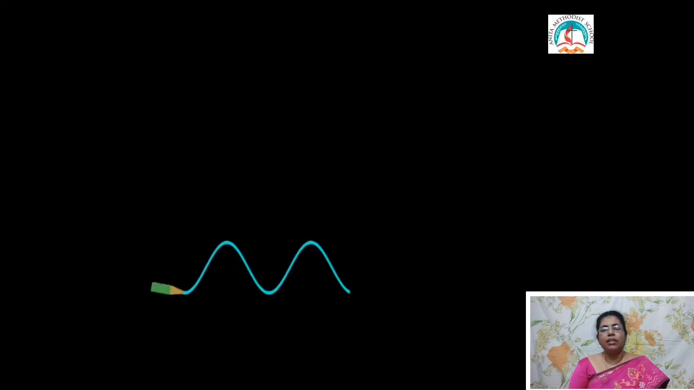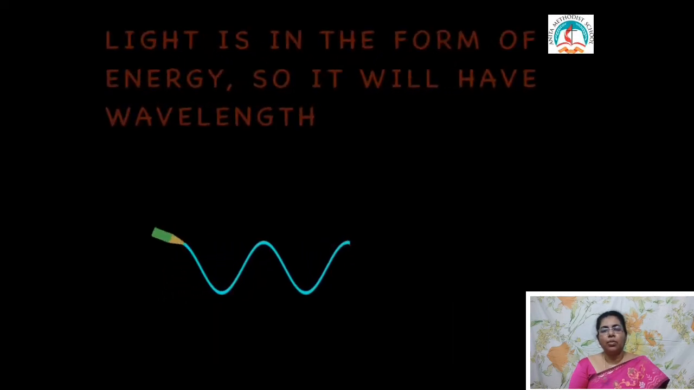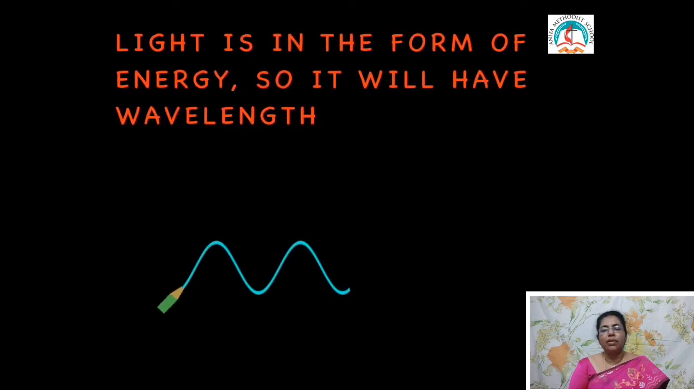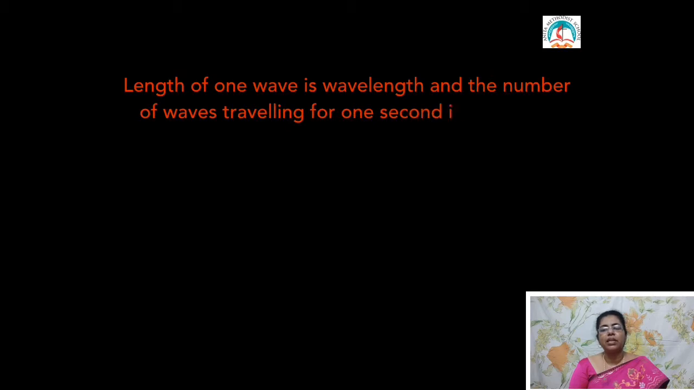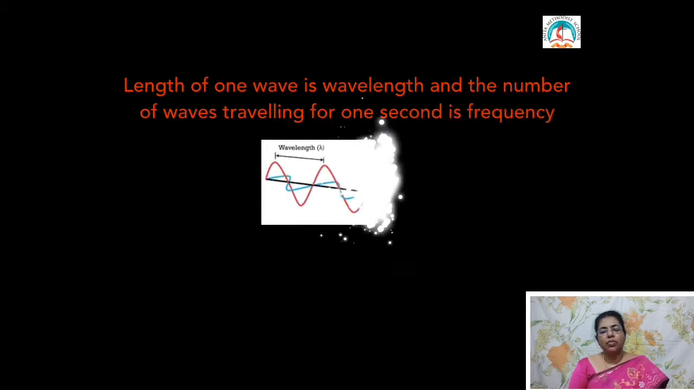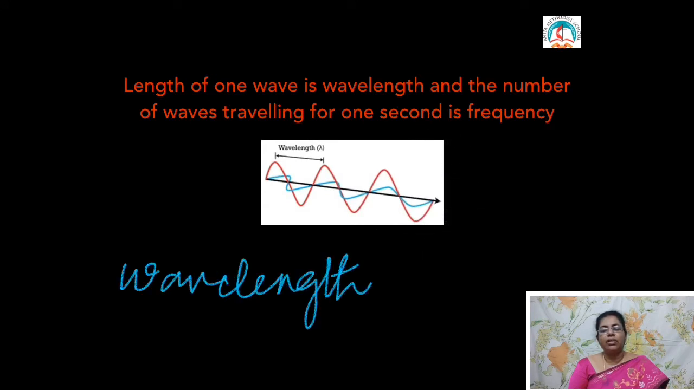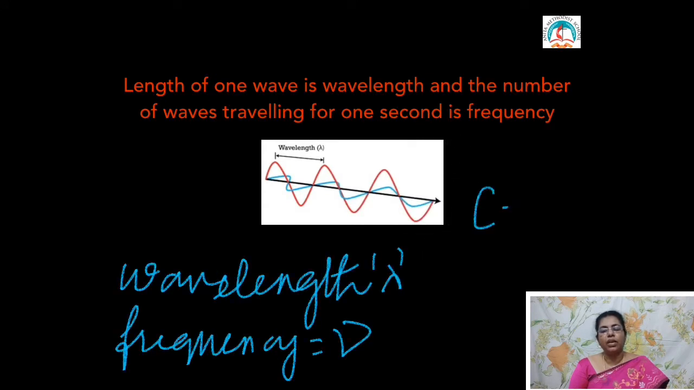And we know light travels in the form of waves. So it will have a wavelength. So the length of one wave is wavelength and the number of waves traveling in 1 second is frequency. So the wavelength is denoted by lambda and frequency is nu. So c is equal to nu lambda. That is the velocity of light.